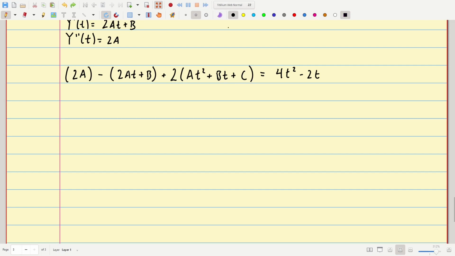After building that system, we start off by finding all of the stuff that is multiplied by t squared, which is just one bit here, 2 times a. And then next we want to find all the stuff that's multiplied by t. Looks like that's going to be negative 2a plus b, or sorry, plus 2b.